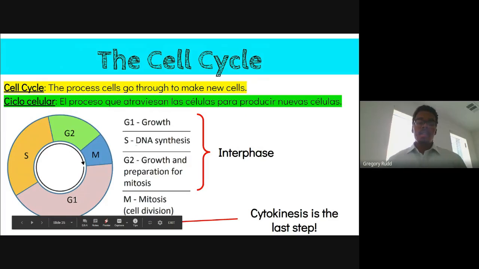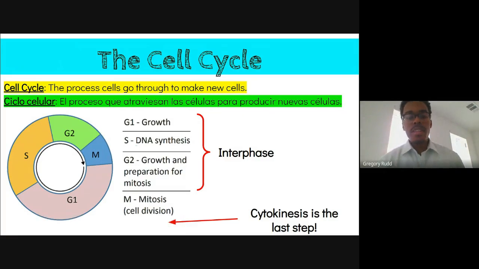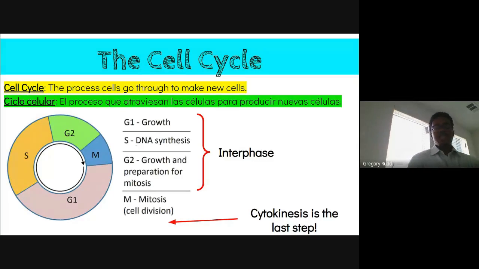All right, so again, we're focused on what is highlighted. That's what I want you all to write down. So the cell cycle is the process that cells go through to make new cells. And there are different stages or different phases of the cell cycle. And we're going to talk about these phases in depth.